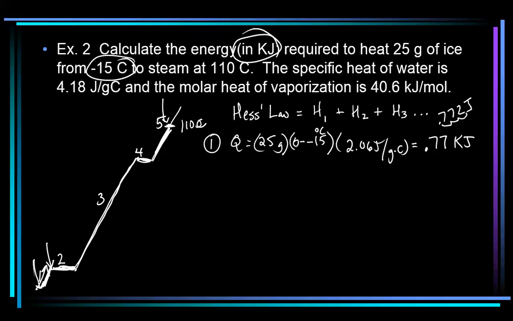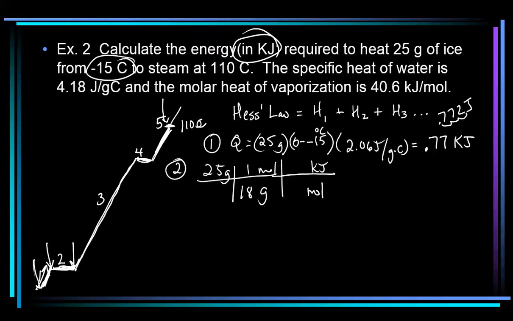Okay, are we done? No, we're only 1/5 done. Step number 2. We're going from here to here. Train tracks. We begin with 25 grams. What are we going to have to convert grams to? Moles. 1 mole is equal to 18 grams. Now, what do we convert moles to? And which one do we use? We have 2, 6.02, and we have 40.7.